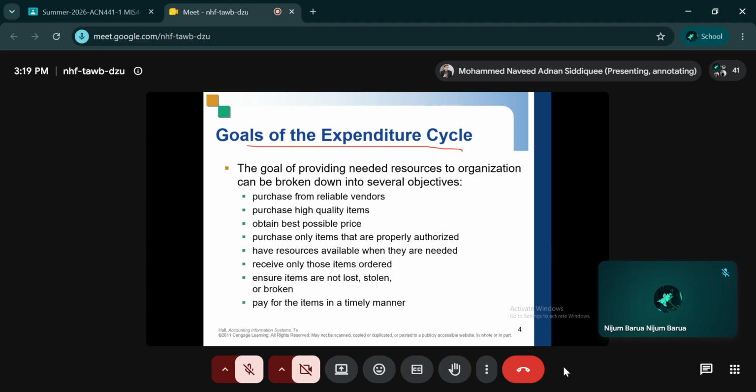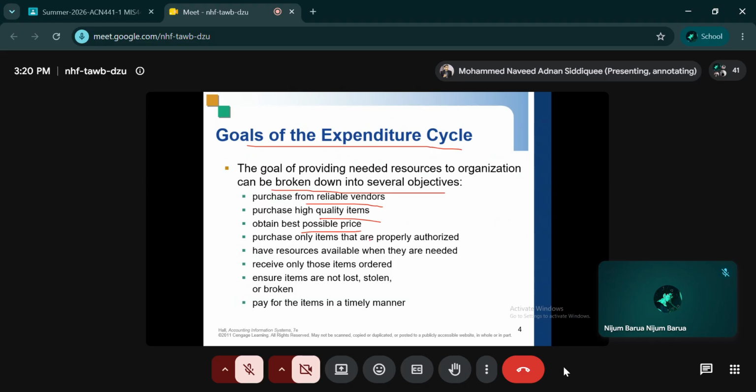You get that, hopefully. So it says the goal of the expenditure cycle is to provide needed resources to organizations, and this can be broken down into several objectives. Why does the company need an efficient expenditure cycle? Number 1, to purchase from reliable vendors, people and companies who are trustworthy. The business needs to engage with trustworthy people and companies. They need to buy high quality items, but also at a good price.